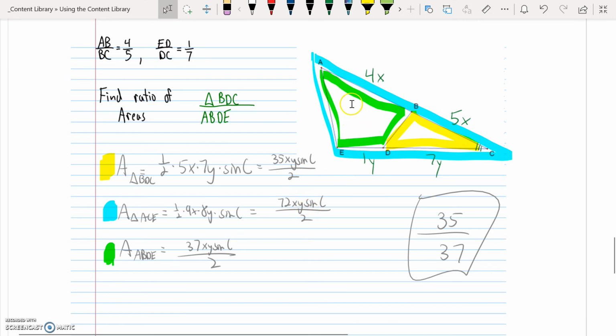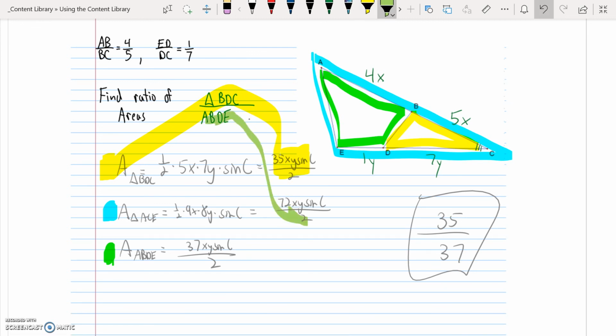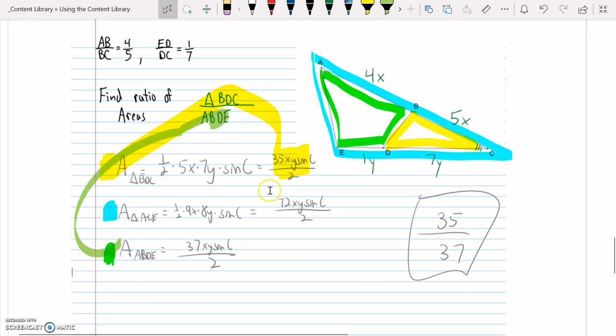We want to find the area of this green one. And if I think about that, it would be the blue area minus the yellow area, which gives us the green. So 72 minus 35 means that the green area is 37xy sine of c over 2. And the ratio would be this yellow divided by this green, oops, this green in the denominator. So 35xy sine c over 2 divided by 37xy sine c over 2, multiply by 2, get rid of the xy sine of c's, and we get a ratio of 35 over 37.